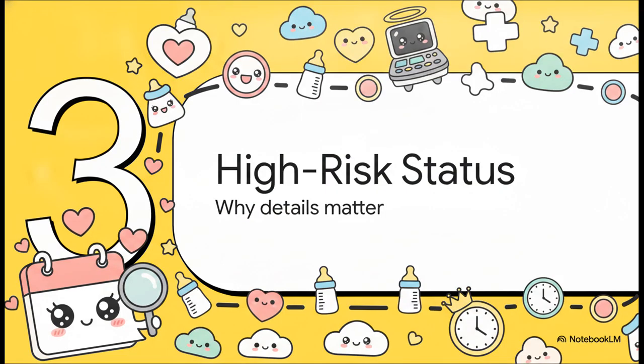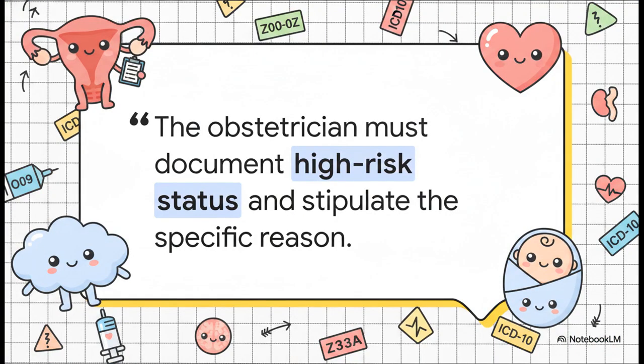Section 3. High-risk status. Why extra details matter. Okay, once we have our baseline timeline locked in, we have to stay on high alert for complications, situations that demand specialized services. A patient determined to be in a high-risk pregnancy logically requires a lot more attention than someone having a routine gestational period. And this brings us to a foundational rule of medical documentation. The obstetrician must not only document the high-risk status, but stipulate the specific reason for this determination.